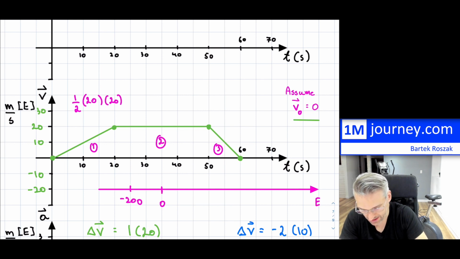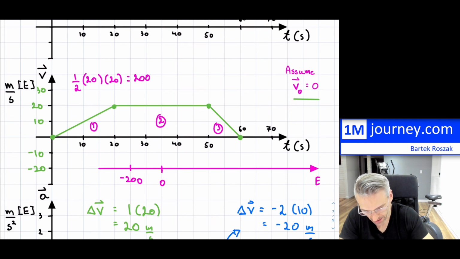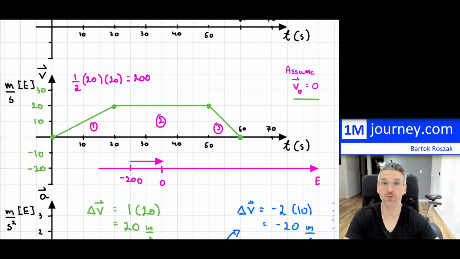So I can find out exactly what this is. This is going to be 200. Okay, so this is 200. Now, what does that mean? What that is telling me is that if I'm going to start from minus 200 and I'm going to go 200, notice the displacement is positive. So I'm going to be going back to the reference point of 0.